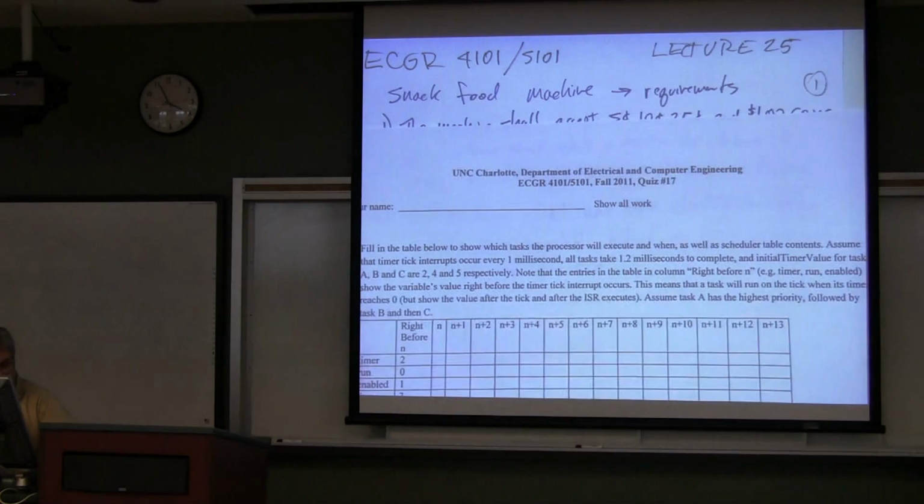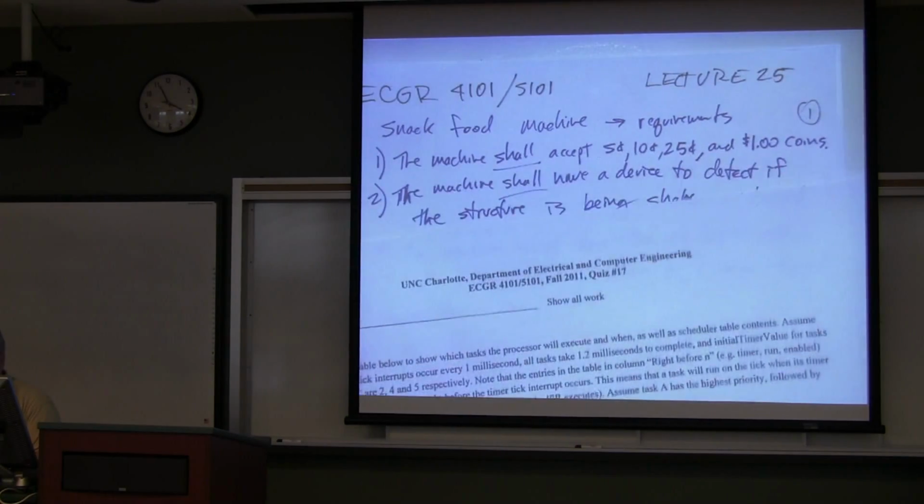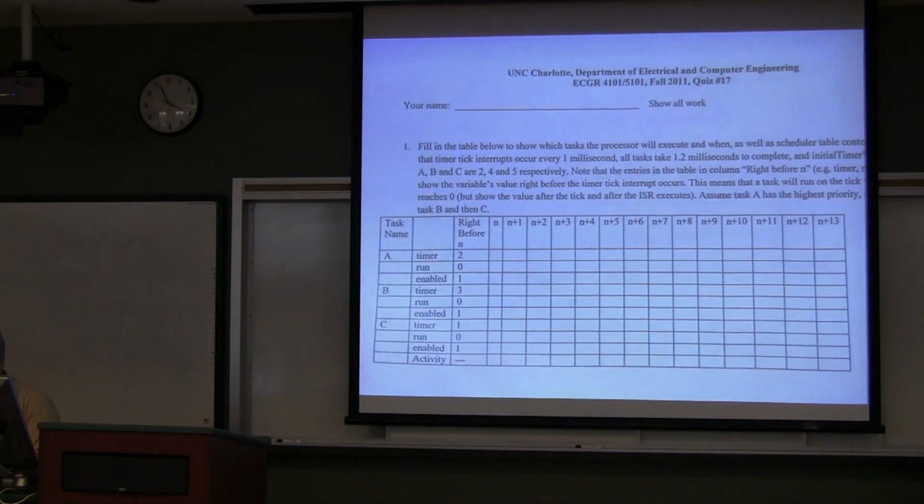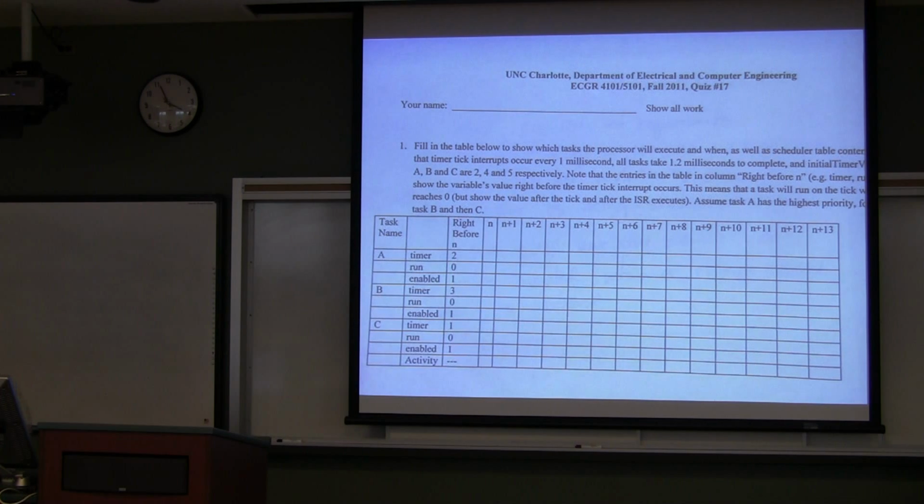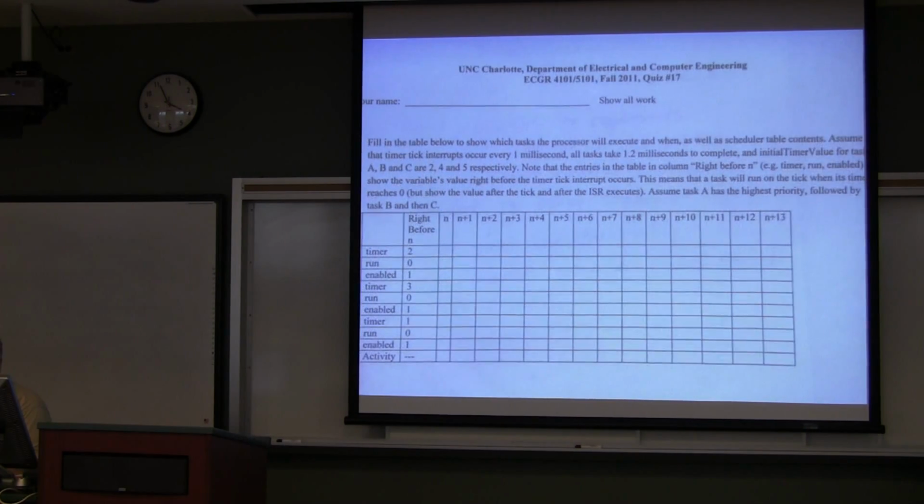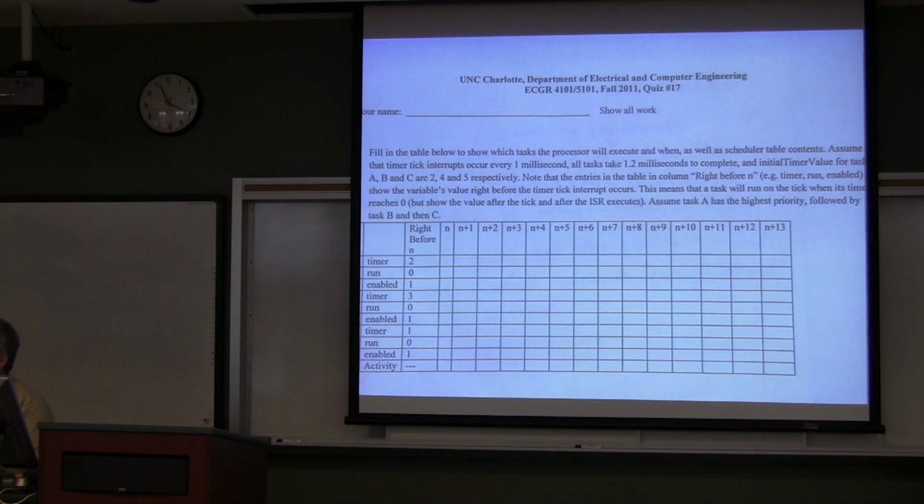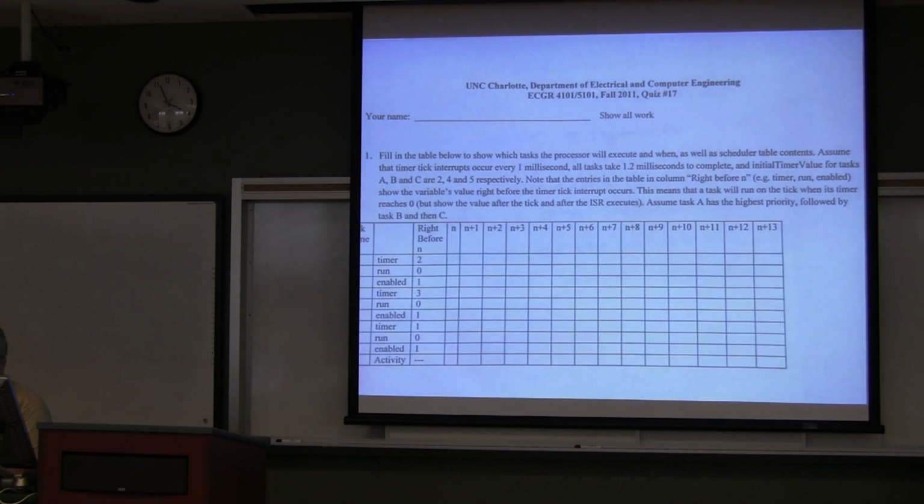It's kind of like a quiz. Fill in the table below to show which task the processor will execute and when, as well as the scheduler table contents. Assume that timer tick interrupts occur every 1 millisecond. So now we know what n is. And all tasks take 1.2 milliseconds to complete.